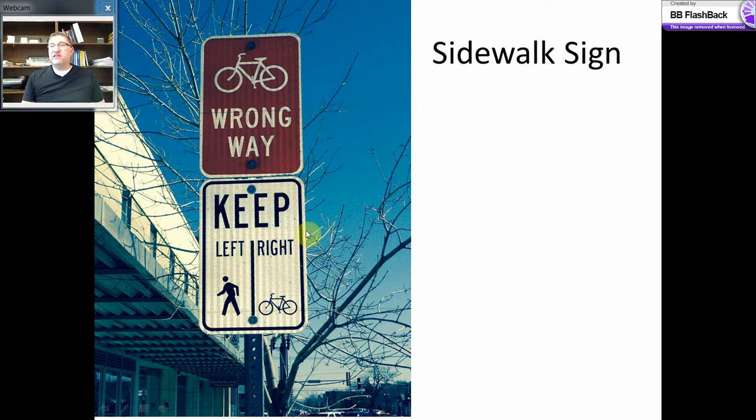But that's not very clear. In fact, you may not even know what I'm still talking about. It's really not very clear. And the fact that they have 2 different signs, bicycles keep right but don't go this way, is pretty confusing.